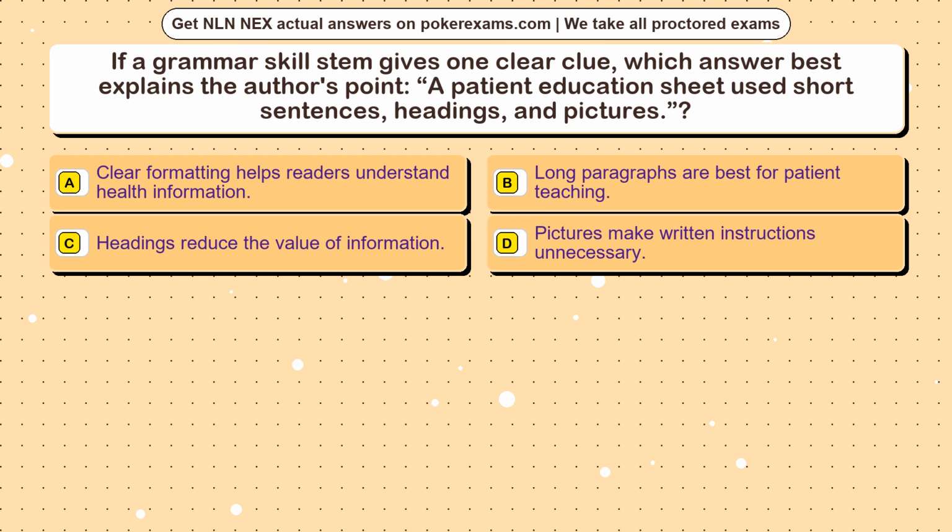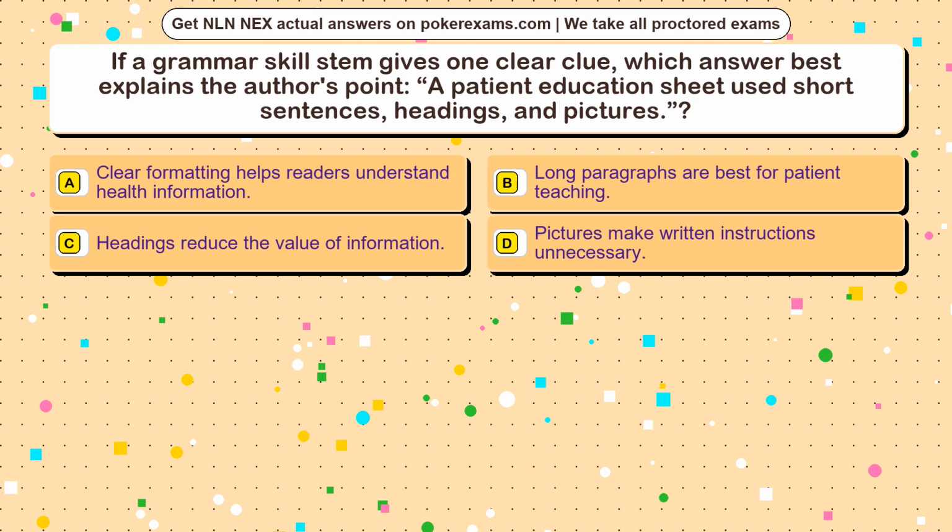Question 4. If a grammar skill stem gives one clear clue, which answer best explains the author's point? A patient education sheet used short sentences, headings, and pictures. Option A, clear formatting helps readers understand health information. Option B, long paragraphs are best for patient teaching. Option C, headings reduce the value of information. Option D, pictures make written instructions unnecessary.